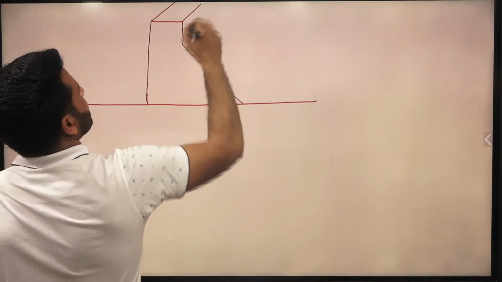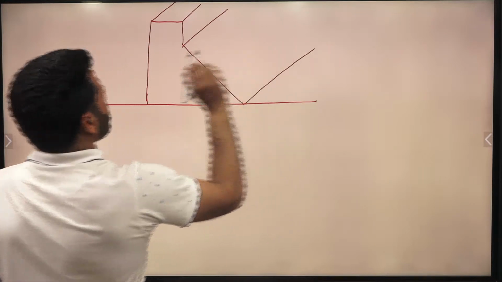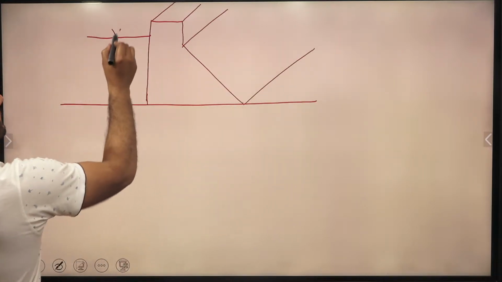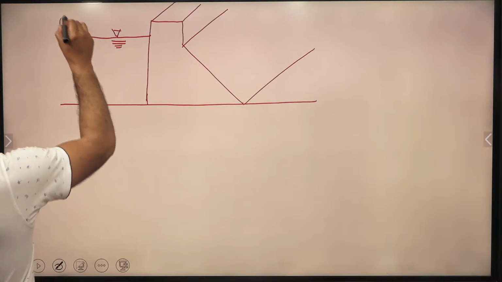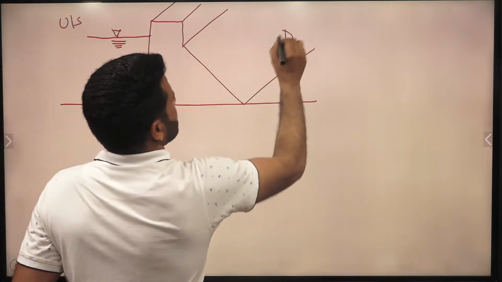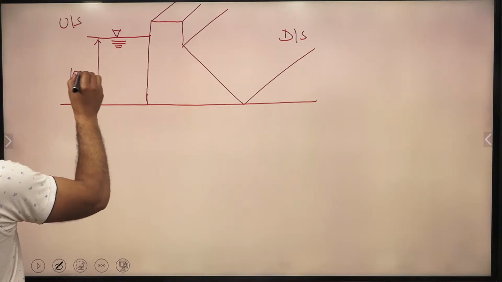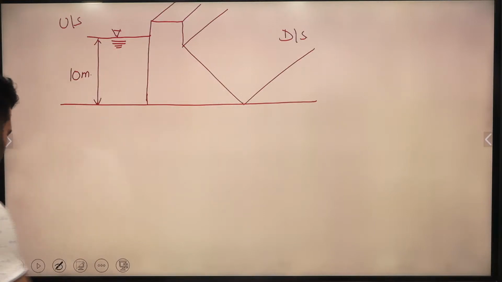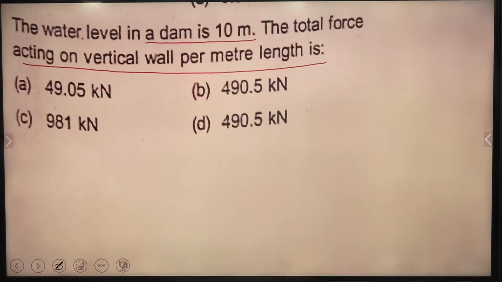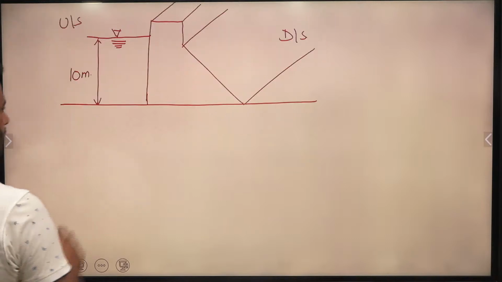So here, suppose we have water. This is your upstream side and this is your downstream side. What is the height of water? This is given to us in the question, it is 10 meter. And he is asking what will be the total force acting on the vertical wall per meter length. So that is the question basically. What will be the total force?